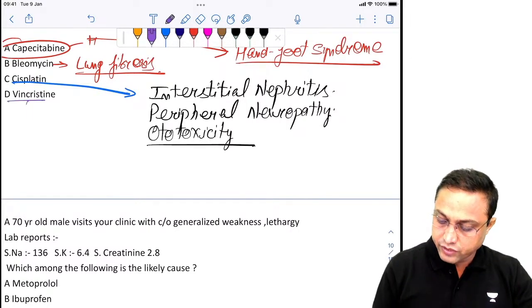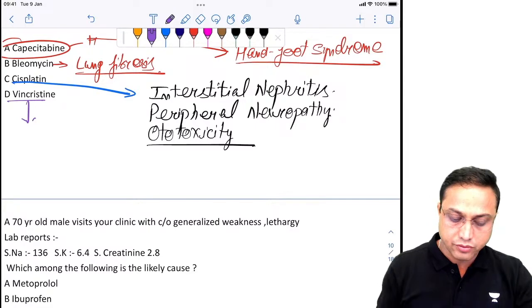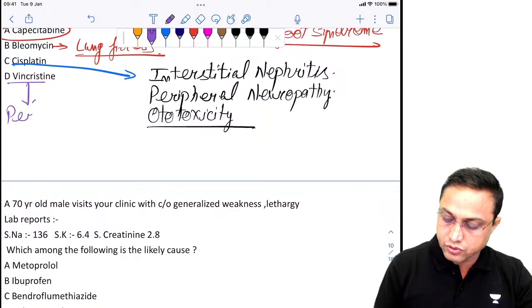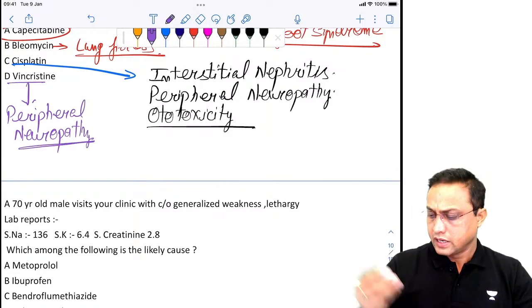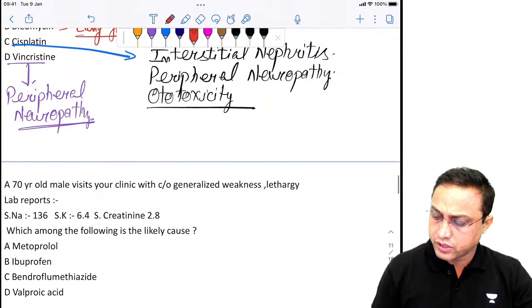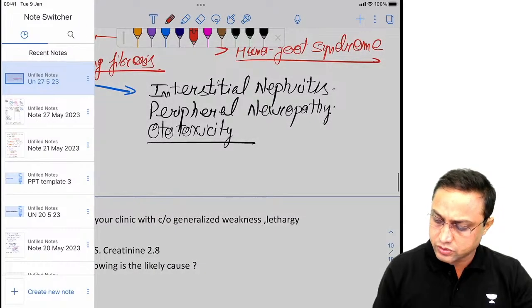Now we are left with vincristine. What is the side effect of vincristine? Vincristine is responsible to cause peripheral neuropathy. Apart from this, there are 2-3 other important drugs. I'm just going to discuss some of the common side effects.